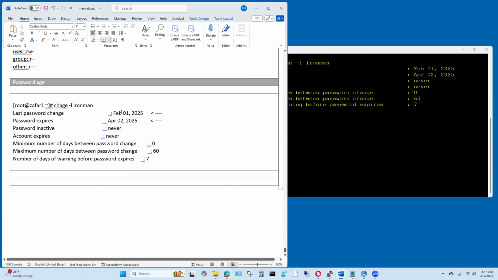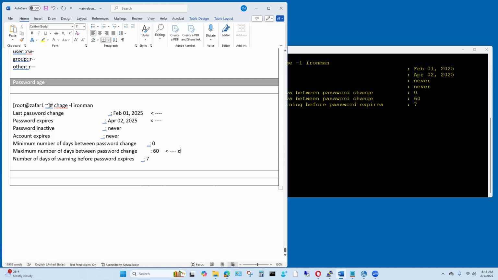normally what happens is this is when the password was created, and minimum number of days between the password change. Okay, it says 0. Maximum number of days between the password change is 60 days. That means 60 days it will, yeah, it will disable on the 61st day.